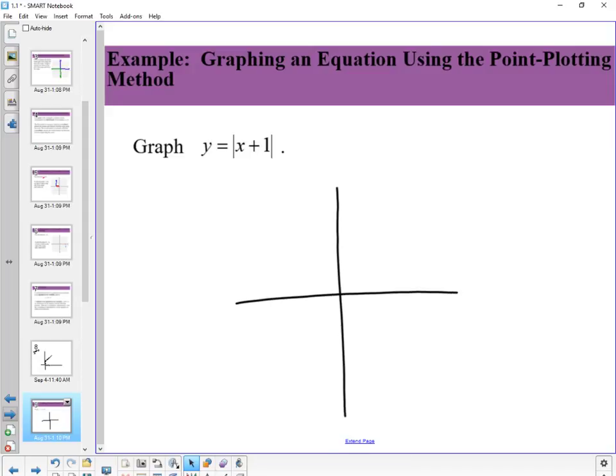The graph of this looks like a V, doesn't it? That solution is 1, isn't it? This would produce 2, and this would produce none. Just like the parabola.